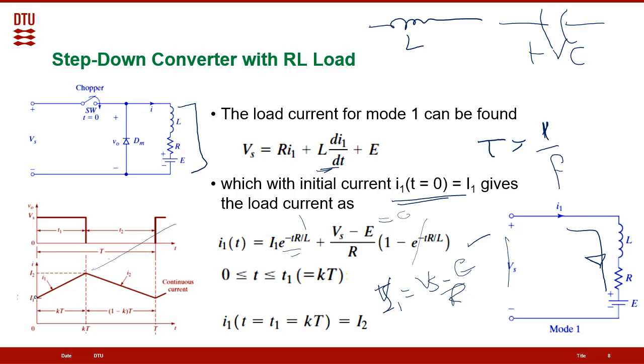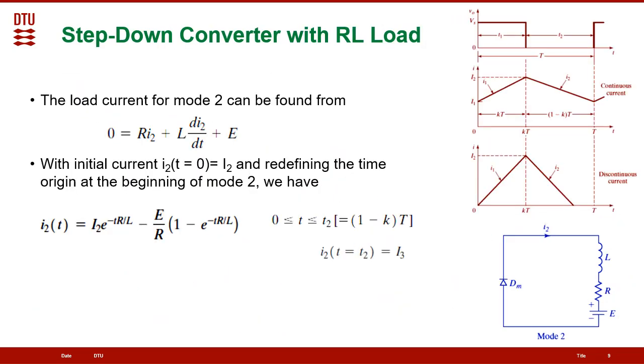So now we are going to analyze the circuit in mode 2. In mode 2 here, we assume that the current starts at I2, then it will end at some point, what we call here I3. During mode 2, because the switch is open, the current that has been charged by the source will start to circulate in this circuit. So here again, we can write KVL for this circuit. Then using Laplace transform, we can solve for I2.